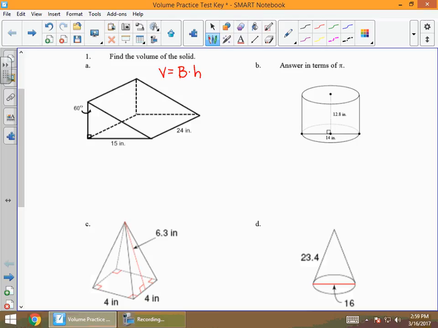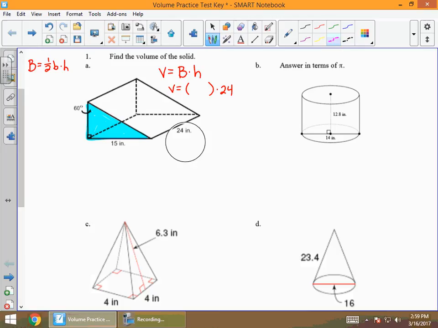Well, the height of the prism is right here. It's 24. So volume equals the area of the base times 24. All right, so area of the base. Let me highlight the base here so we can see it a little bit better. This is the base. It is this right triangle, and I need to find the area of that right triangle. So to find the area of a triangle, the area of the base is 1/2 base times height. That's the area of a triangle.